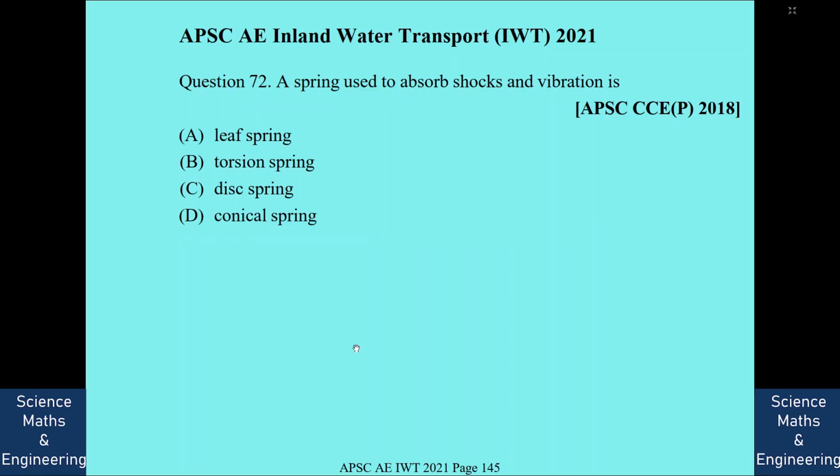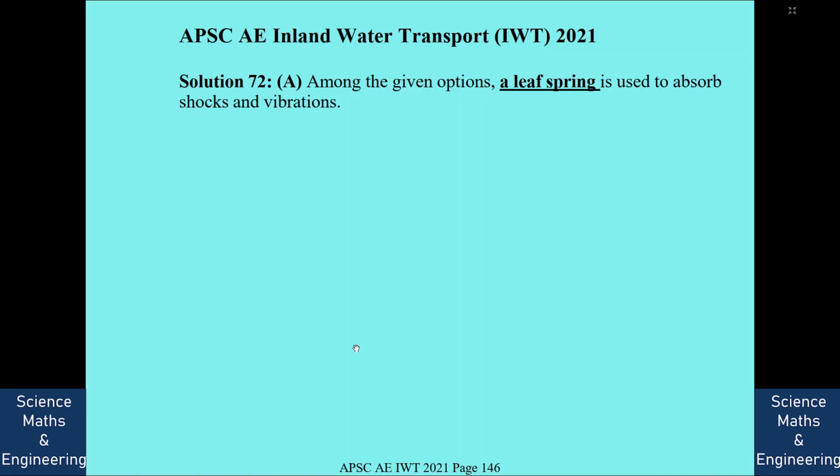Next, a spring used to absorb shocks and vibration is A, leaf spring, B, torsion spring, C, disc spring, or D, conical spring. So the answer is it is a leaf spring, and that is why it is widely used in automobiles.